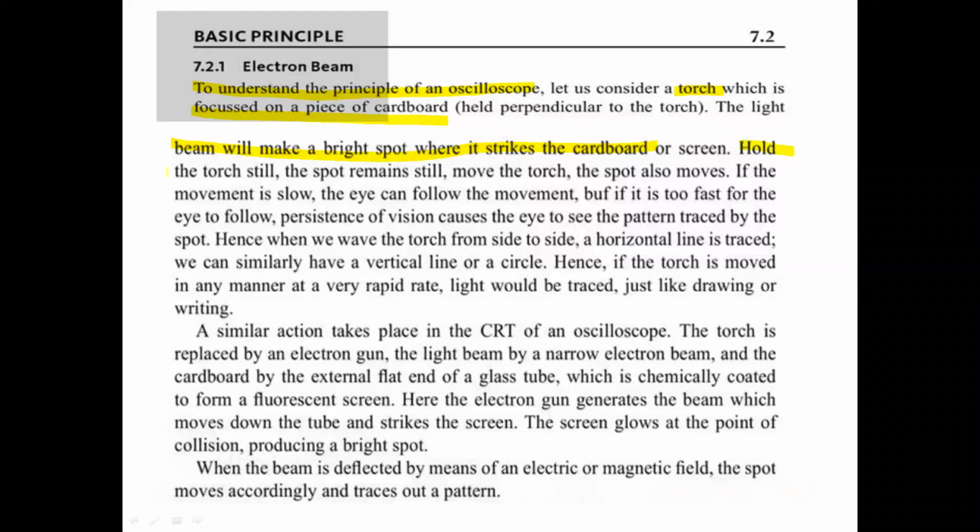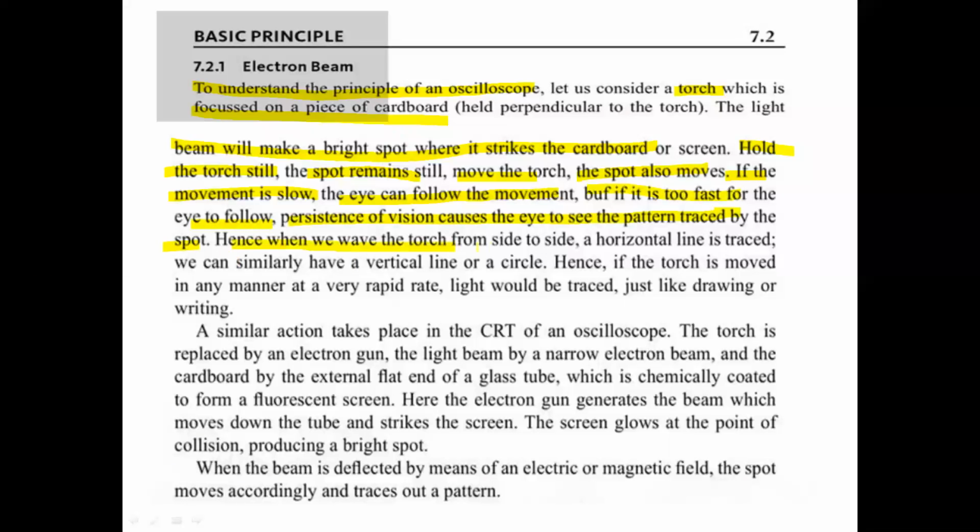Hold the torch still, the spot remains still. Move the torch, the spot also moves. If the movement is slow, the eye can follow the movement. But if it is too fast for the eye to follow, persistence of vision causes the eye to see the pattern traced by the spot.